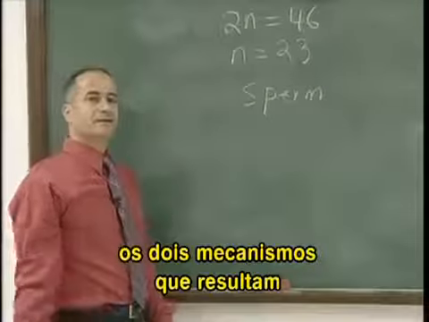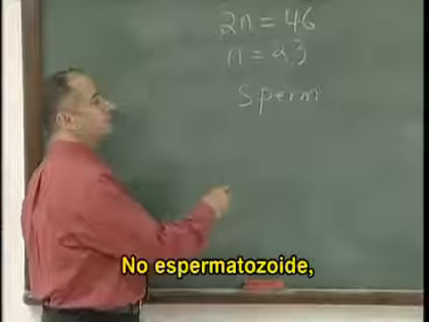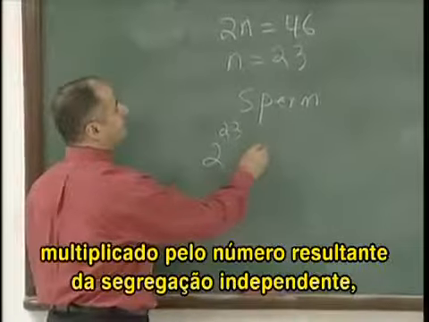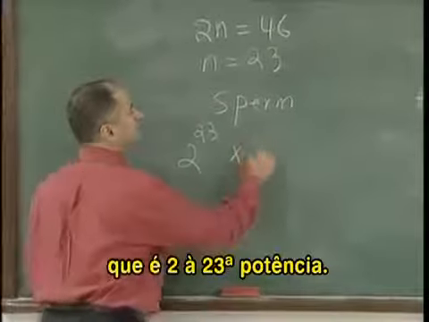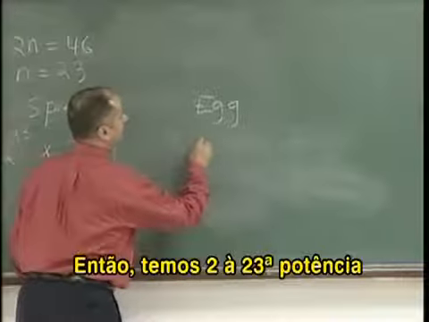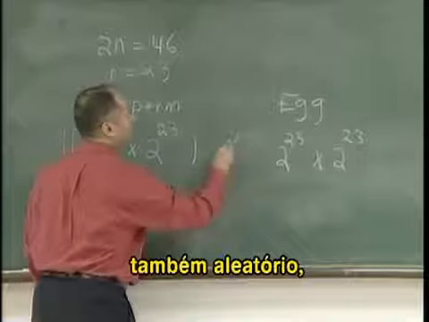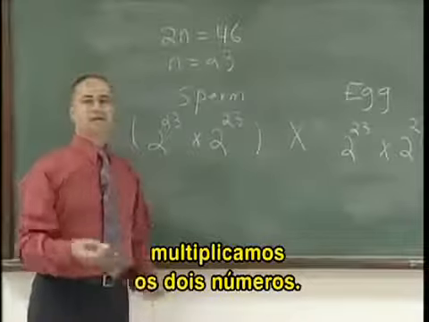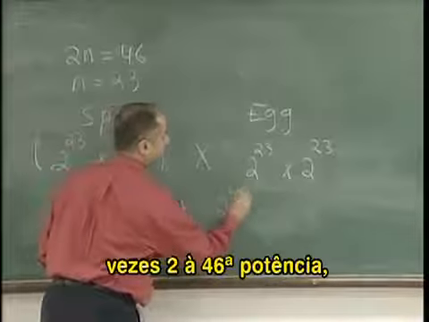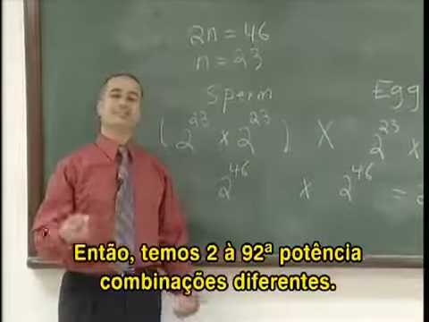Now, in each gamete, the two mechanisms that result in different combinations are the crossing over and the independent assortment of chromosomes. So in sperm, the number of combinations resulting from crossing over would equal 2 to the power 23, multiplied by the number resulting from independent assortment, which is, again, 2 to the power 23. Same thing also in the egg. So we have 2 to the power 23 multiplied by 2 to the power 23. Now, as a result of fertilization, also random, we multiply the two numbers. So here we have 2 to the power 46 multiplied by 2 to the power 46, and that will give you 2 to the power 92. So we have 2 to the power 92 different combinations.